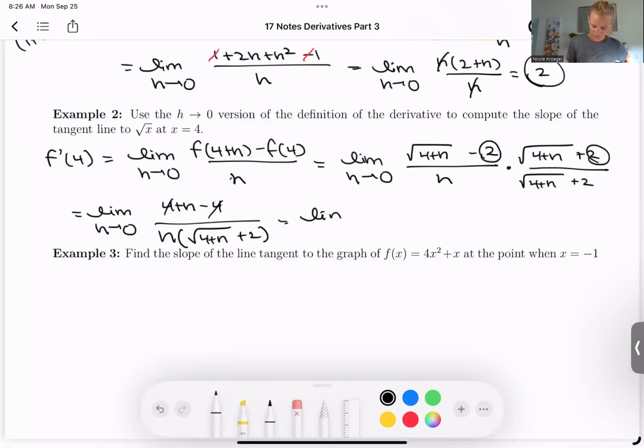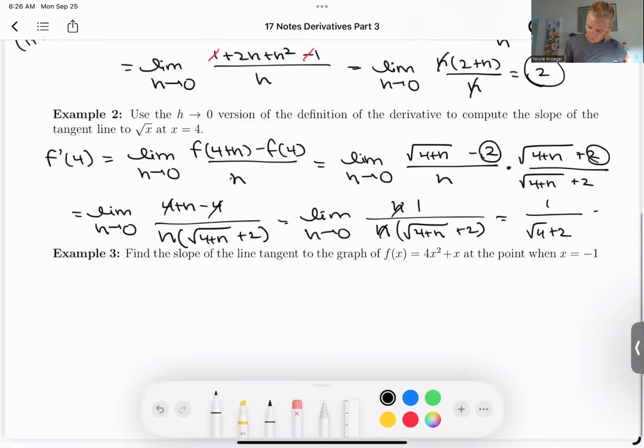The 4's cancel out. They subtract out. So I'm left with h over h times root 4 plus h plus 2. Cancel the h's out, so I have a 1 in my numerator. And when I plug in 0 for h, I get 1 over root 4 plus 2, which is 1 over 2 plus 2, which is 1/4. So that is the slope of our tangent line at that point, or the derivative at the point 4.